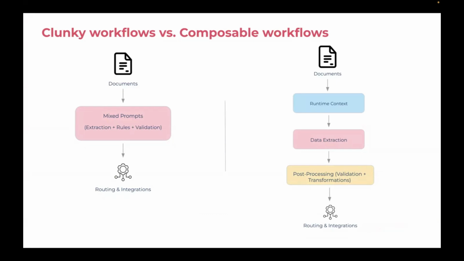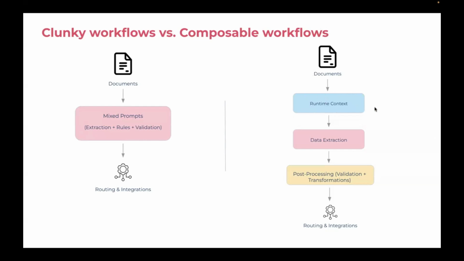So on the left-hand side, we have the clunky workflow where you can see that the document flows in and the prompt basically has a mix of data extraction, the logic behind the extraction, what are the business rules, what are the conditions for validation, all of that specified within the single large prompt, and then it is sent for routing and integrations. Whereas with the composable workflow, we have the documents and then we get the context.